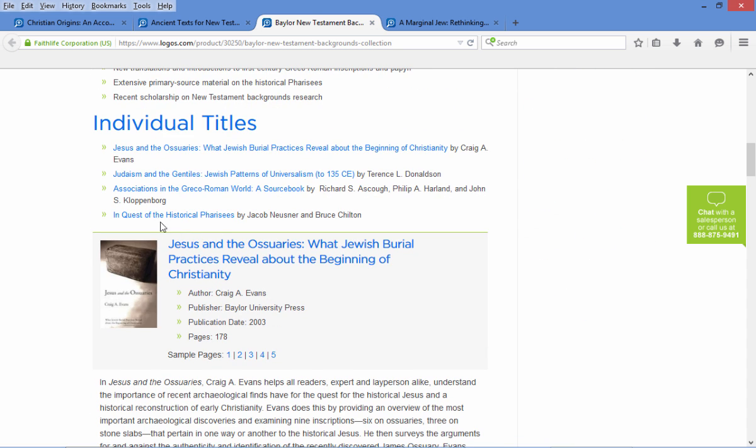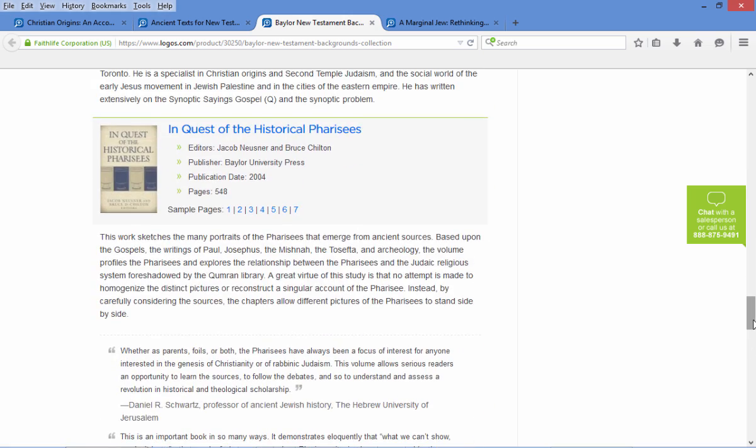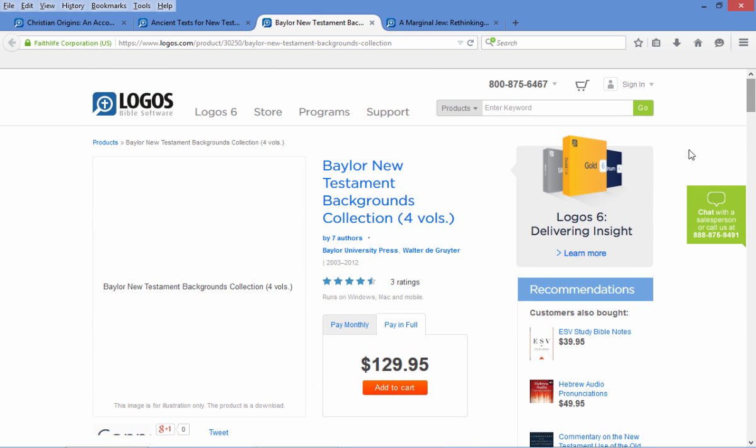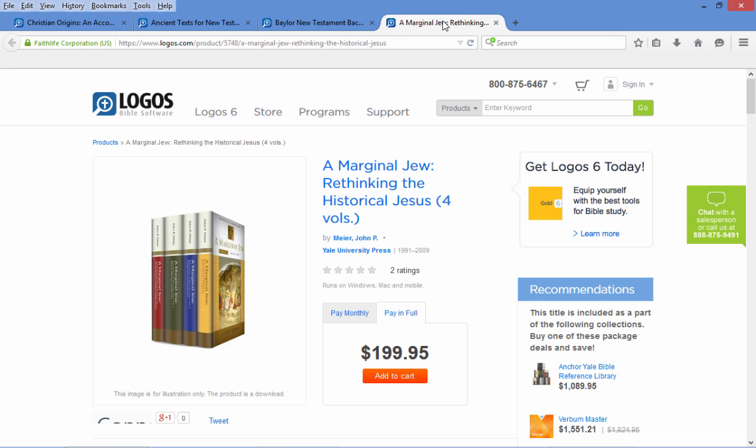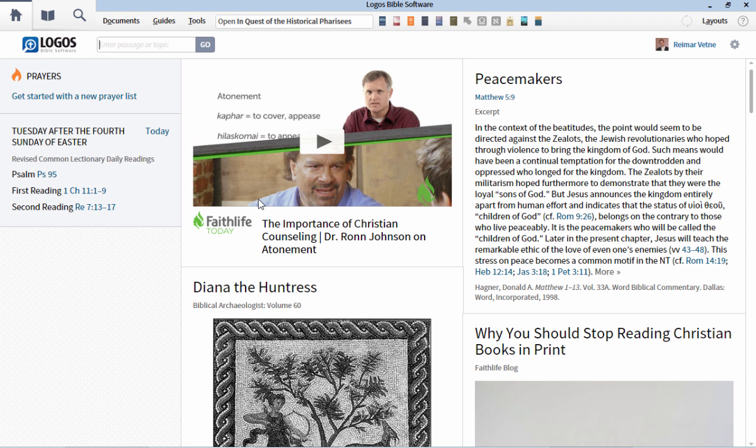The book In Quest of the Historical Pharisee is part of a bigger collection of 4 books, so you can't buy it individually yet, maybe in the future. And finally, John Meier's 4 volumes on the historical Jesus is fairly expensive. But if you're really into gospel studies, this is the most important scholarly book on the historical Jesus available today. He is one of the leading scholars, so you might find those books interesting.